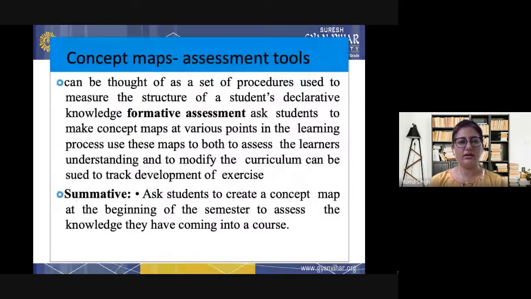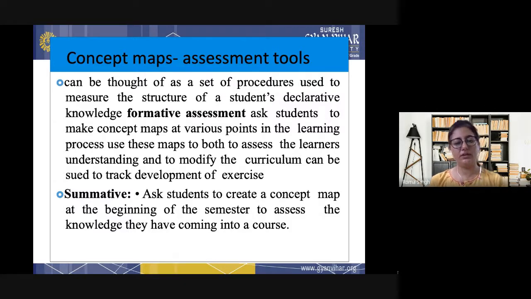So there are various kinds of assessment tools or procedures that can be adopted by the students or the teachers. So it can be thought of as a set of procedures which can be used to measure the structure of a student's knowledge. Formative assessment. You can ask students to make concept maps at various points in the learning process, as we have discussed. You can use these maps to assess the learner's understanding. You can modify the curriculum. You can see the development of the learning which they are doing.